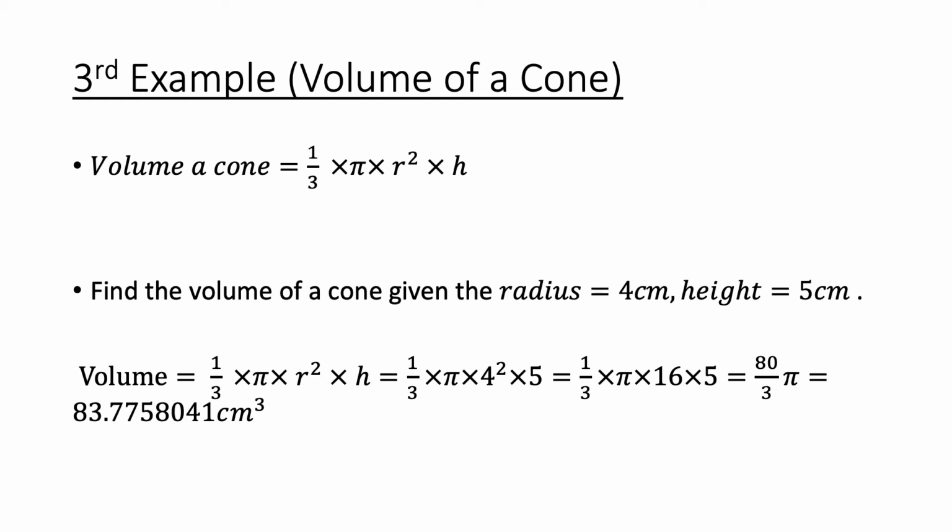Find the volume of a cone with radius 4 and height of 5. We sub in 4 and 5 into the formula. So it will be 1/3 times pi times 4 squared times 5. 4 squared is 16, times 5 is 80. 80 divided by 3 times pi gives us 83.7758041 centimeters cubed. That will be the answer for that one.